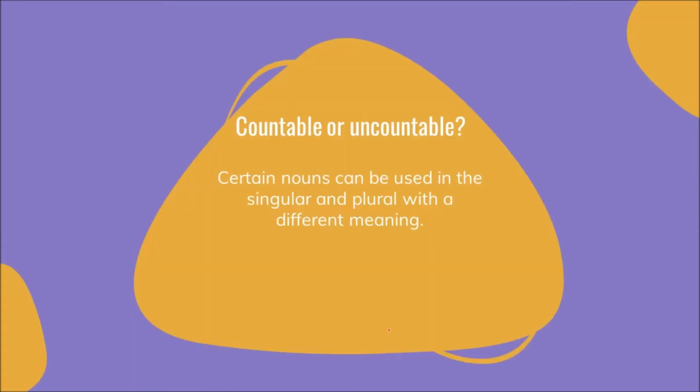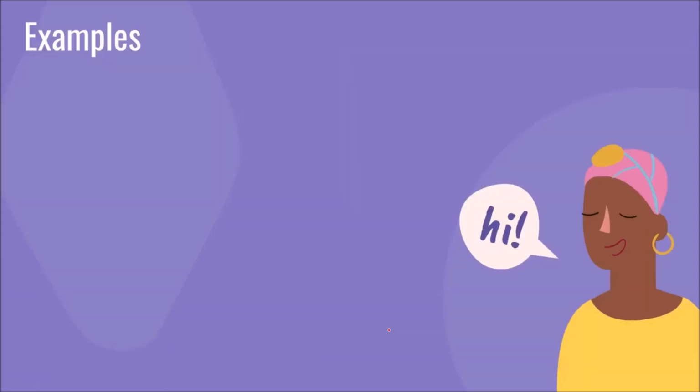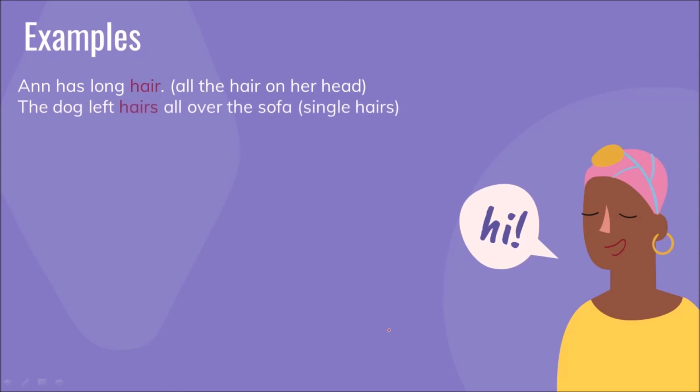There are certain nouns that can be used in singular or in plural form, but differing in meaning. For example, here in this sentence, the word hair is uncountable, therefore is not in plural, because we said that uncountable nouns have only the singular form. Anne has long hair, which means all the hair on her head, and we cannot count them. Well, maybe we could, but Lord knows how long it will take us. The dog left hairs all over the sofa. In this case, the meaning differs from the first one.